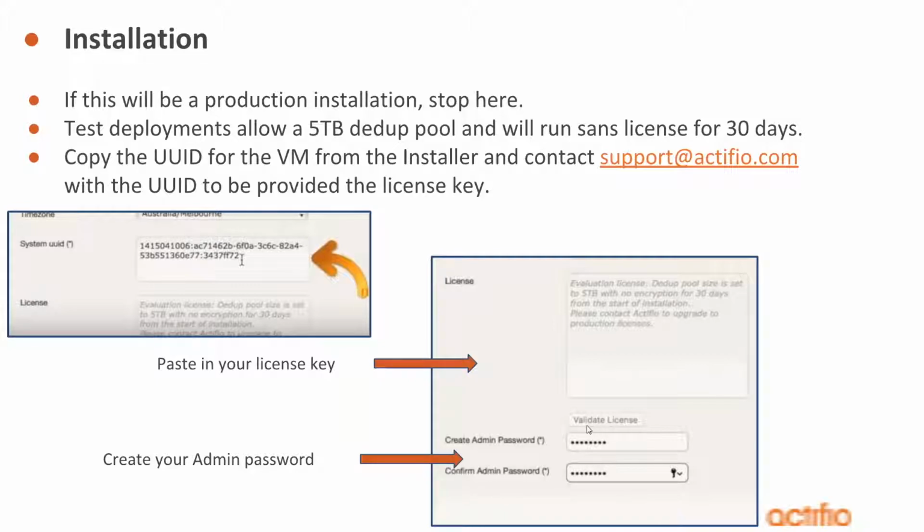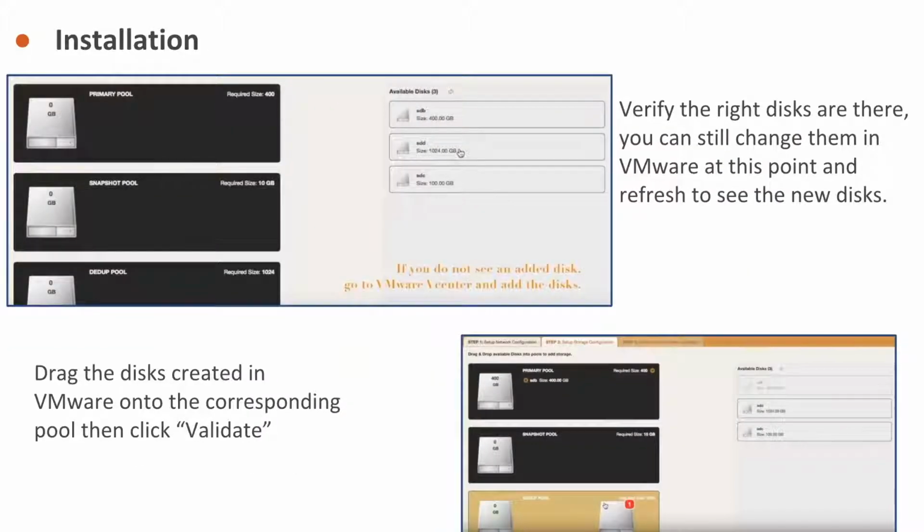This is going to be the password that you use to log into the Sky UI. If you're using password authentication for SSH, same password. Once we create the password, we're pretty well done. We're just going to add some disks, and then we're going to be ready to go.